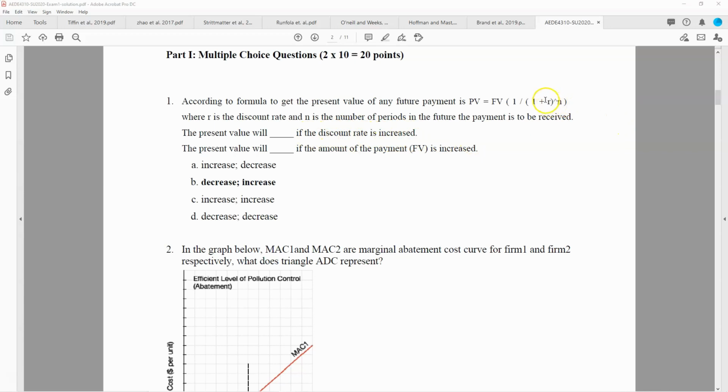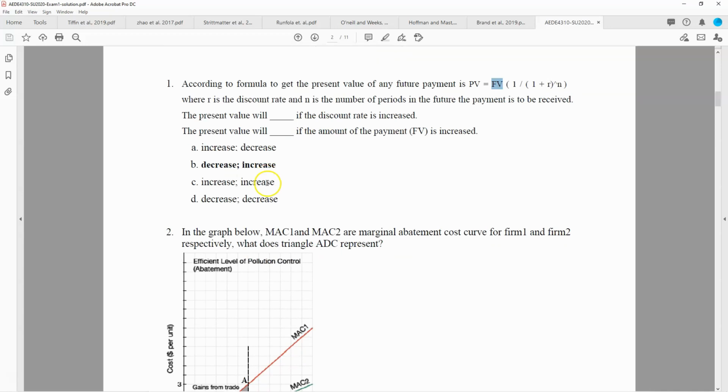So if the discount rate is increased, then this term would be increased, and the total term would be decreased. So that also means the present value would decrease, and the present value would, if the amount of the payment is increased, so this one is quite clear. If the FV is increased, then the present value should also increase. So the correct answer is decrease and increase.